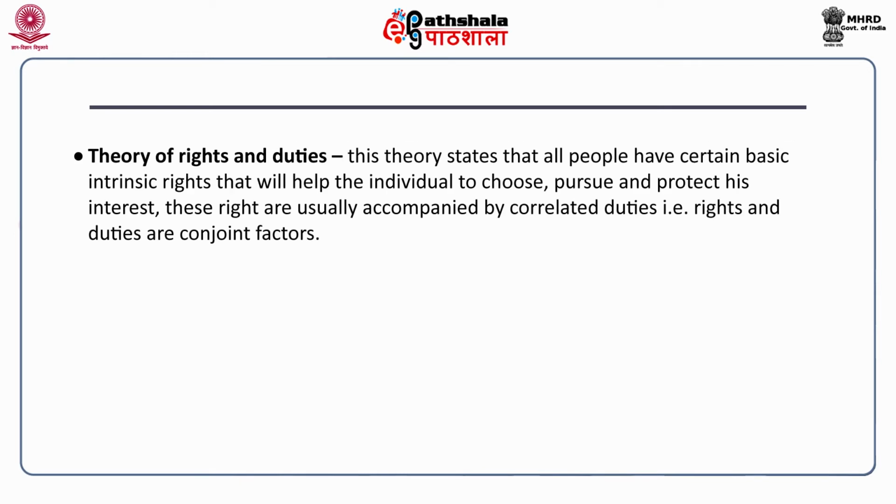The theory of rights and duties states that all people have certain basic intrinsic rights that will help the individual to choose, pursue, and protect his interest. These rights are usually accompanied by correlated duties, that is, rights and duties are conjoint factors. Thus, understanding the relationship between rights and duties and their corresponding relationship to the situation is vital to comprehend the ethicality of the situation. There are two types of rights: legal rights and moral rights.